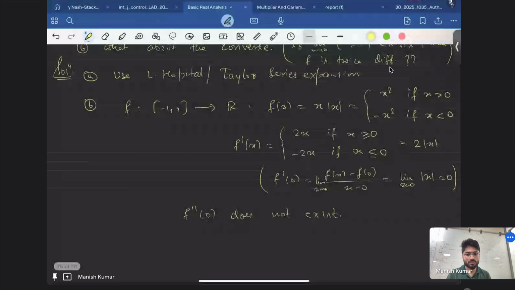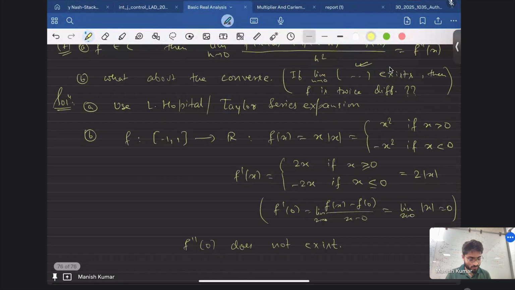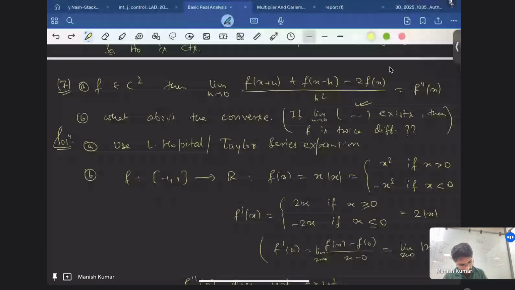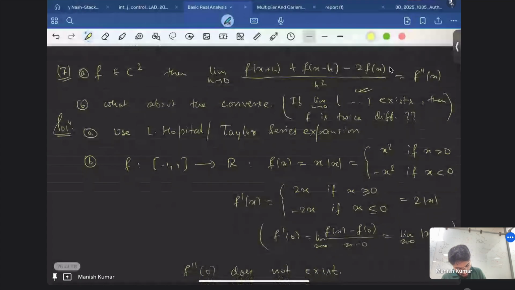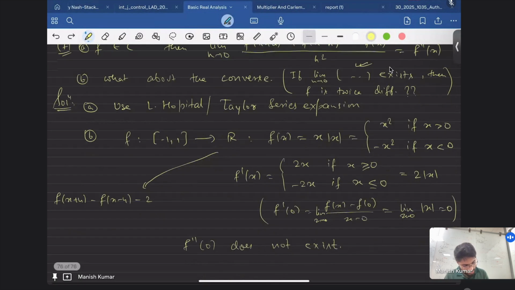Yes, sir. So this approximation or this kind of equality will hold only if the function is given to be differentiable. Oh, sorry, I did not check for this one. So I'll check at 0, because I know that f double prime 0 does not exist. So let me check at 0.